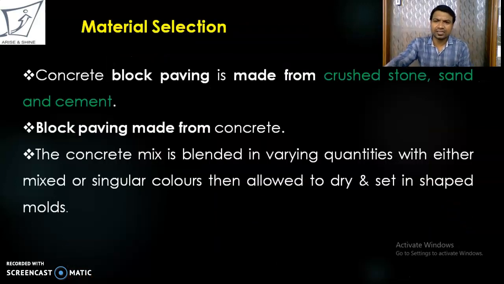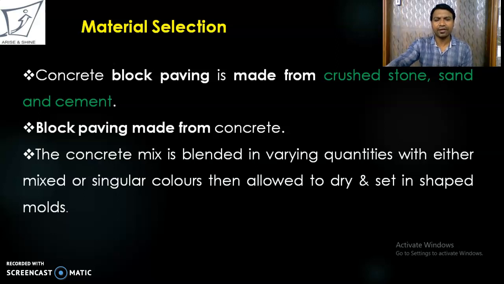Material selection is a basic part of it. Generally crushed stone, sand and cement is used for making the paver block or a paving block. Cement, it may be of 33 grade, 43 grade are used, whereas crushed stones are used as a coarse aggregate and sand is used as a fine aggregate.